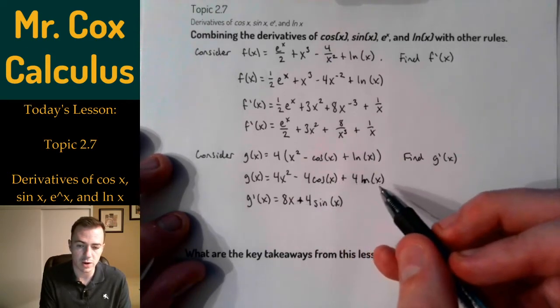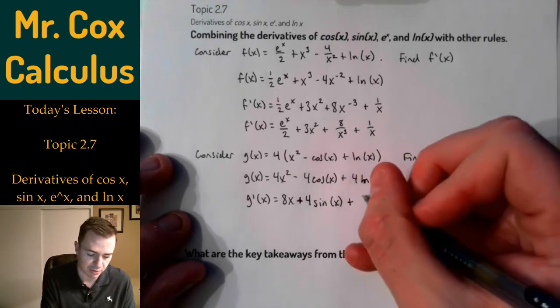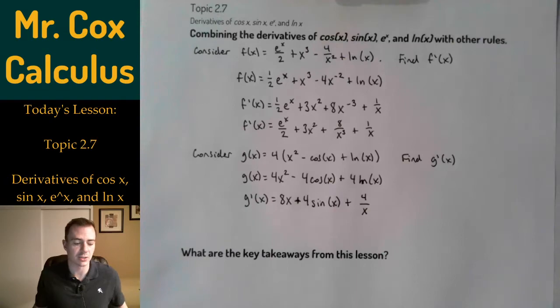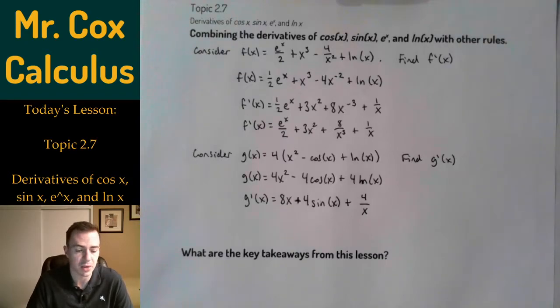And then for 4 natural log of x, I know that's going to be 4 over x. 4 times 1 over x, or 4 over x. And so there's my derivative right there. I've already done it, and I don't really need to clean that up anywhere. I don't have any negative exponents to address or anything like that. So there's g prime of x.